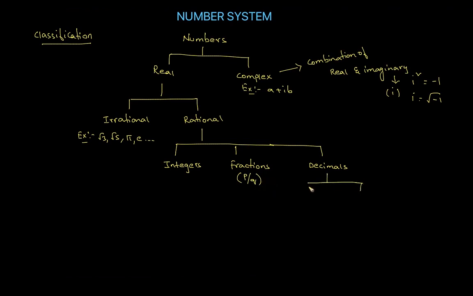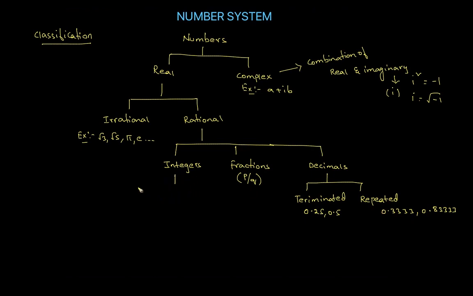Decimals. Again in decimals there will be terminated decimals and repeated or recurring decimals, right? Terminated decimals like 0.25, 0.5, these type of numbers are called terminated decimals. Repeated numbers like 0.33333 or 0.83333, these type of numbers are called repeated decimals. Okay, further we will see in detail. Don't worry about that.